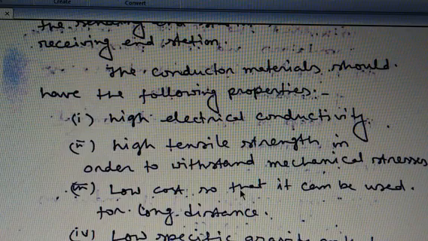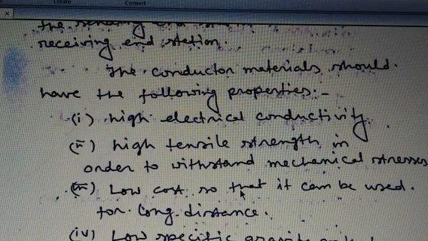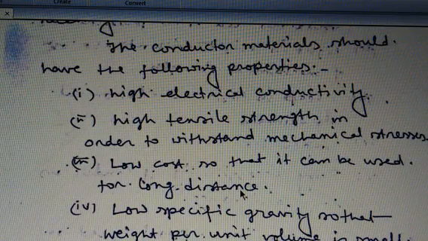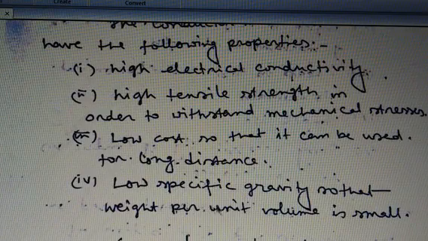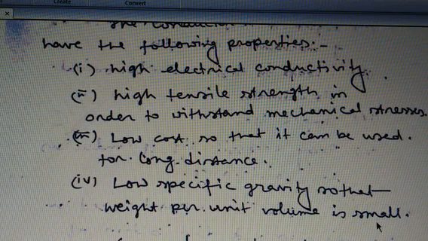Next, low cost, so that it can be used for long distances. We already know that the transmission line is the longest path of the power system, so huge initial investment costs are there. If the cost of the transmission conductor wire is comparatively low, then that is beneficial for the investor. Next point, low specific gravity, so that the weight per unit volume is very small.